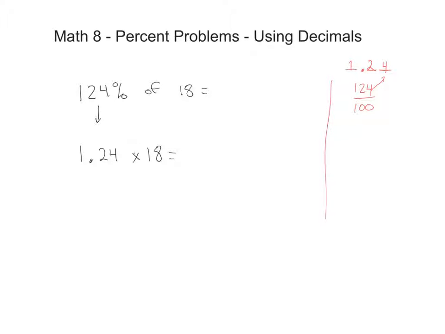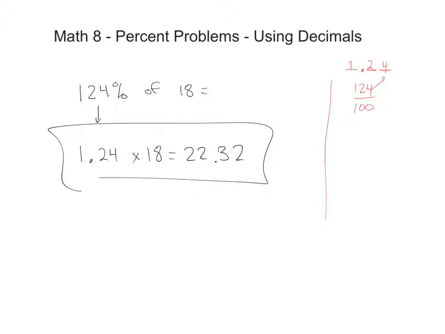The answer to this ends up being 22.32. So what is 124% of 18? Well, you can see it is slightly bigger than 18, and the answer here is 22.32. So I just wanted to show you that way so that you can see how it works. And I think you notice it's a pretty quick, fairly efficient way to do it.